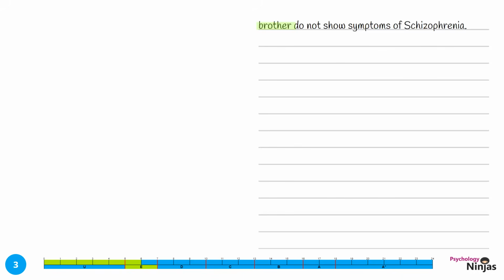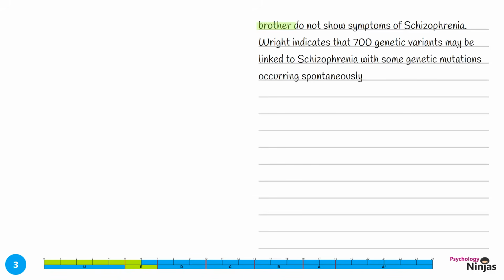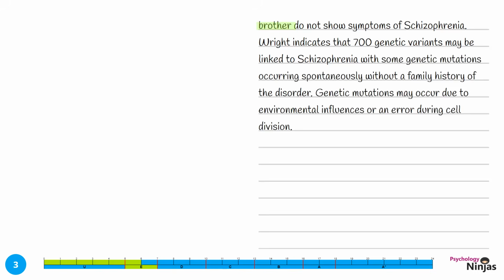Let's return to our explanation once again. Research indicates that 700 genetic variants may be linked to schizophrenia, with some genetic mutations occurring spontaneously without a family history of the disorder. Genetic mutations may occur due to environmental influences or an error during cell division. We've given a breadth of knowledge in terms of genetic variants and how these might occur. It's important that we show a variety of knowledge in order to get detailed and thorough explanation marks.